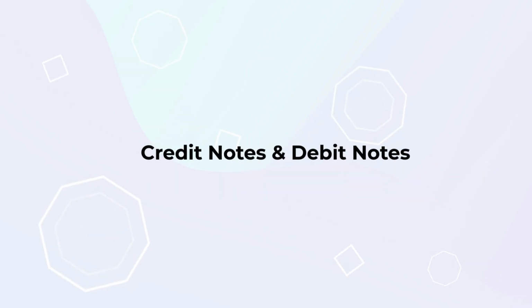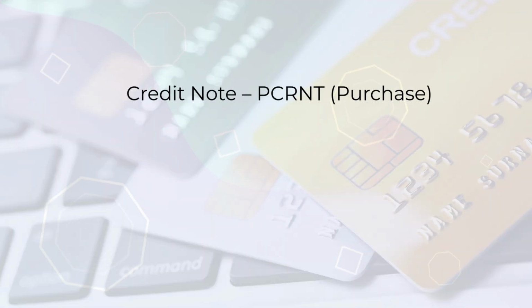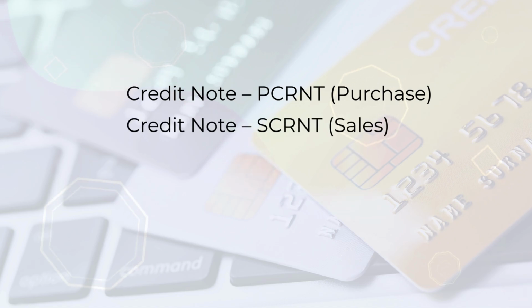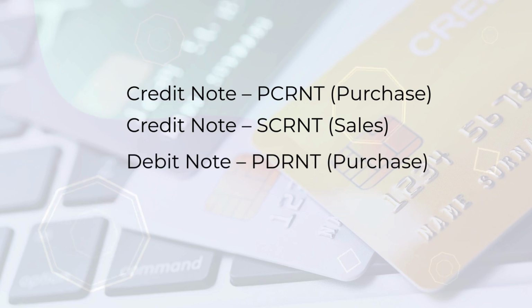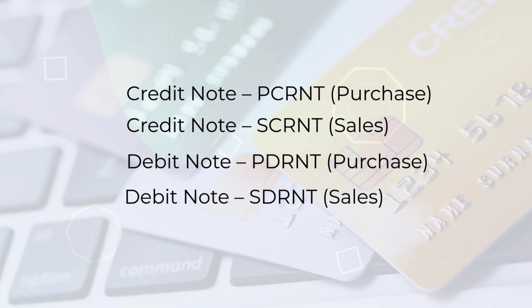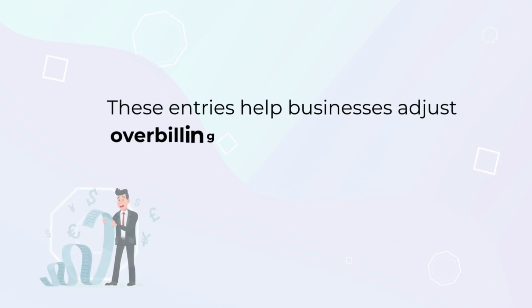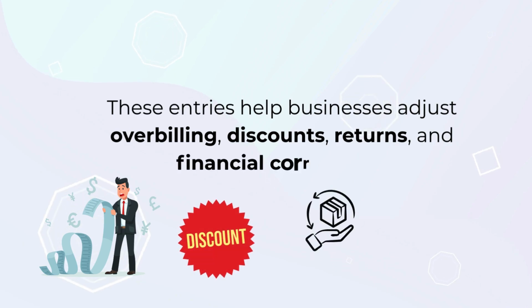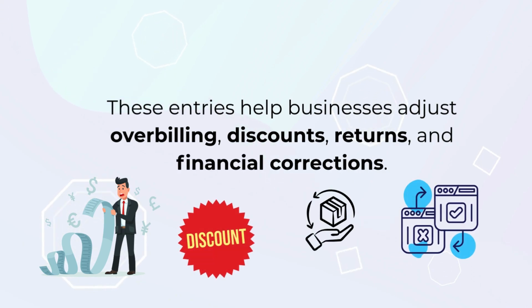Credit notes and debit notes. Credit note PCRNT, purchase; credit note SCRNT, sales; debit note PDRNT, purchase; debit note SDRNT, sales. These entries help businesses adjust overbilling, discounts, returns, and financial corrections.